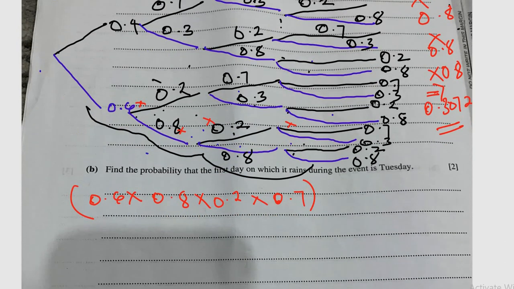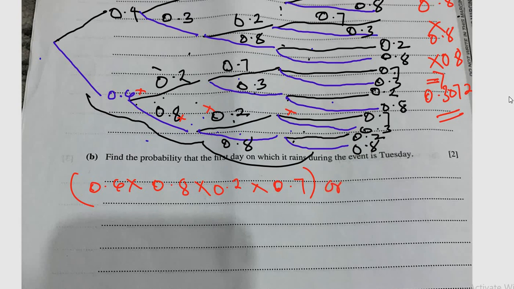I think there's still one more possibility, where the very first day it rained is on Tuesday. Another possibility is this: 0.6, 0.8, 0.2. The very first day it rained. Yeah, it can also be 0.6 times 0.8, the very first day is Tuesday, times 0.2. So it's not compulsory it rains on the 4th day. If it rains, 0.7. If it does not rain, 0.3. The condition is that the very first day is on Tuesday.